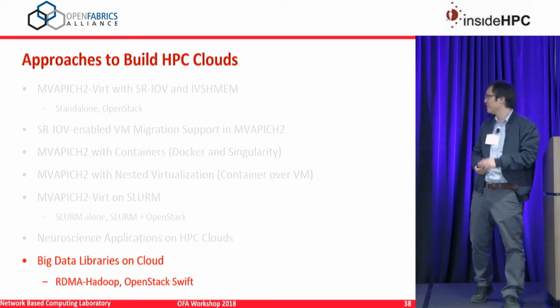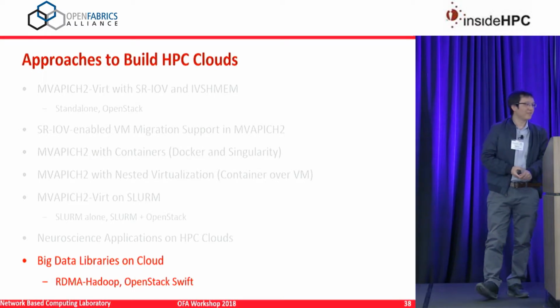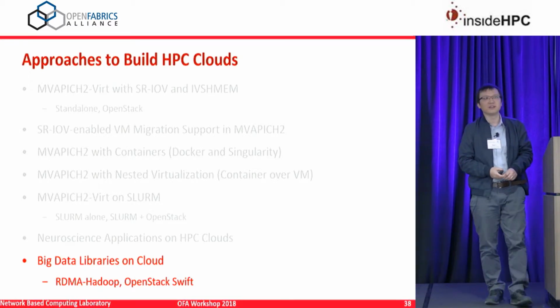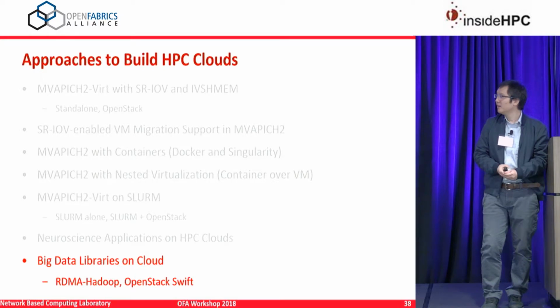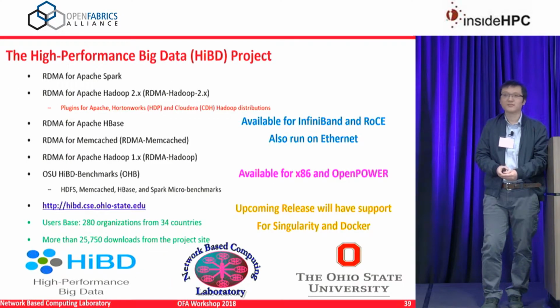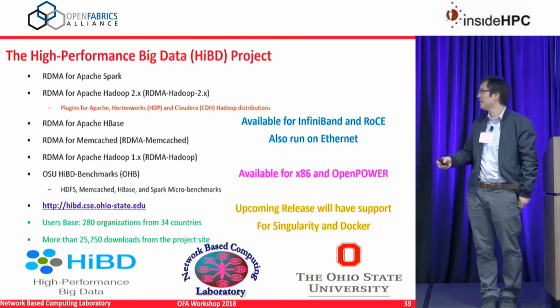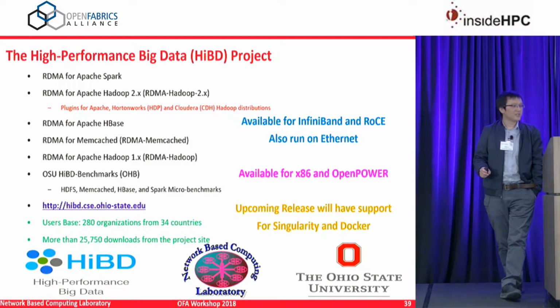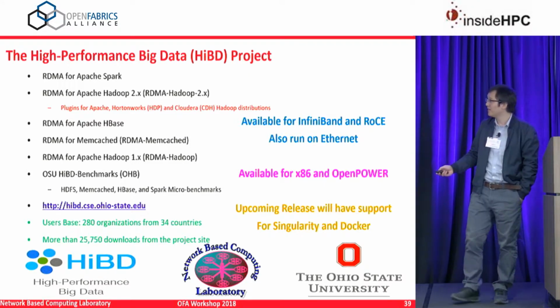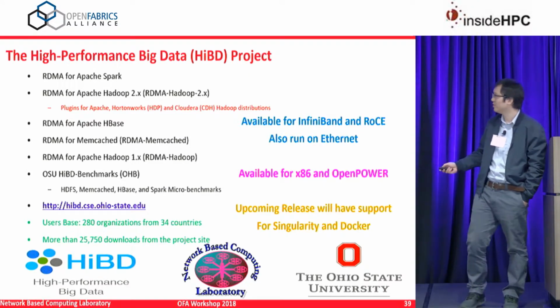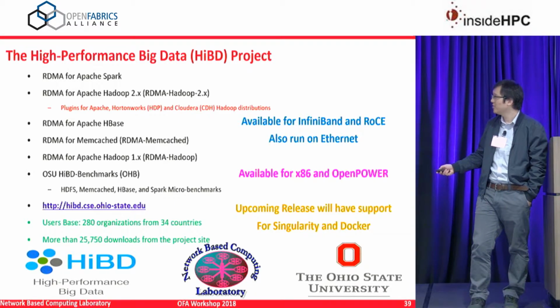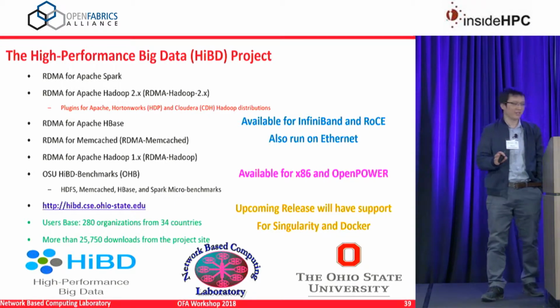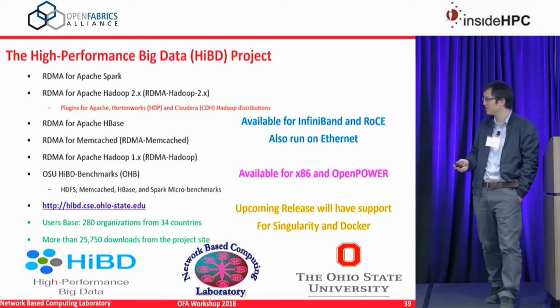We also did a lot of things in the big data area, right? We are trying to show some case studies here as well, how you can move data analytics jobs and big data applications on top of the cloud environment to get good performance. Like I mentioned yesterday, there are a lot of packages available in our HPC project. The one thing I want to highlight here is that maybe today or tomorrow we are making a new release of the Hadoop package, which will support Singularity and Docker for RDMA Hadoop, which will give you, again, near-native performance.